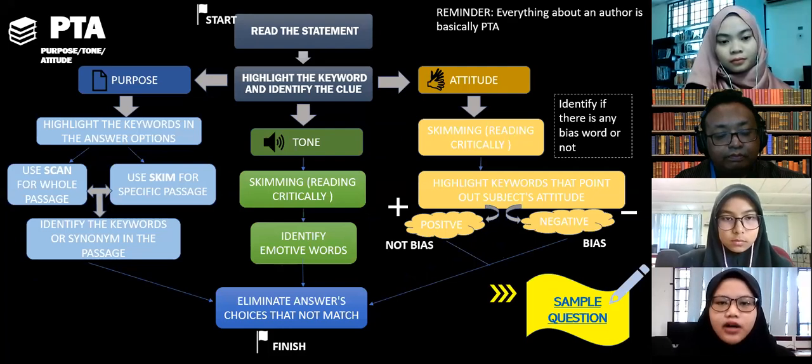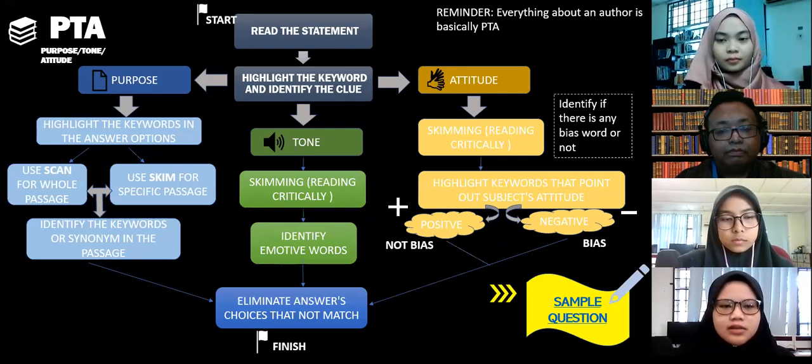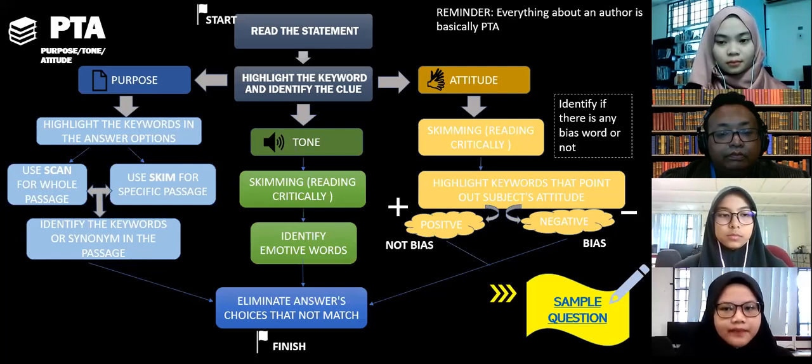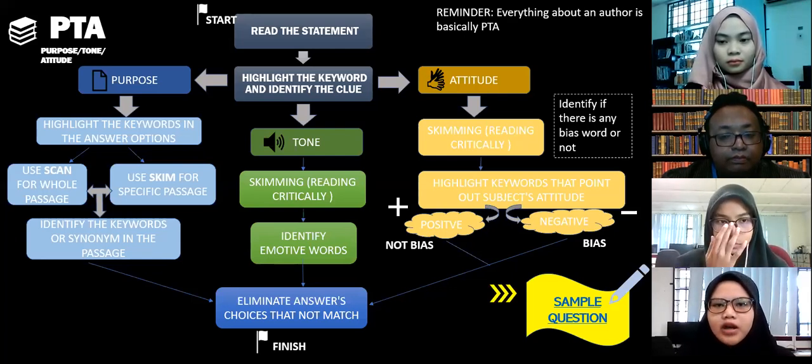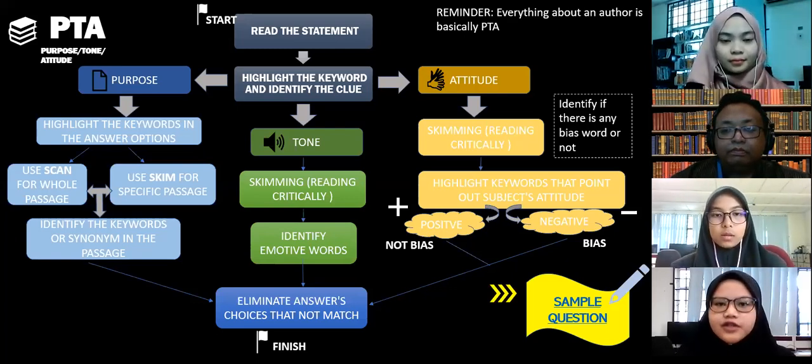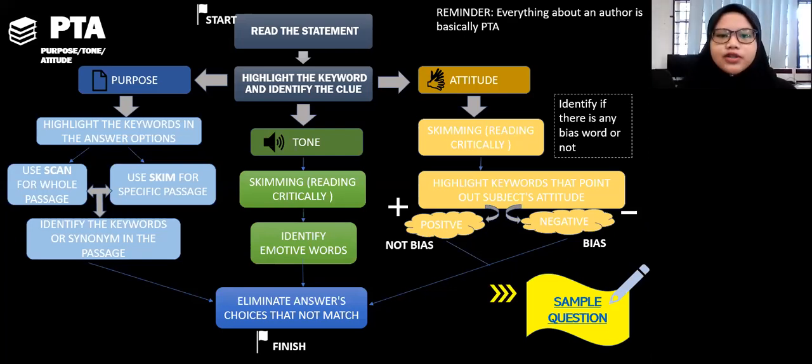First thing first, if you get any question, you need to read the statement first. For PTA, the first step is to highlight the keyword and identify the clue. Why is this important? Because by highlighting the keyword and identifying the clue, you will understand what to find, whether a purpose, a tone, or attitude. This type of question is really easy to detect because it will ask you directly, for example, what is the purpose of paragraph 5?